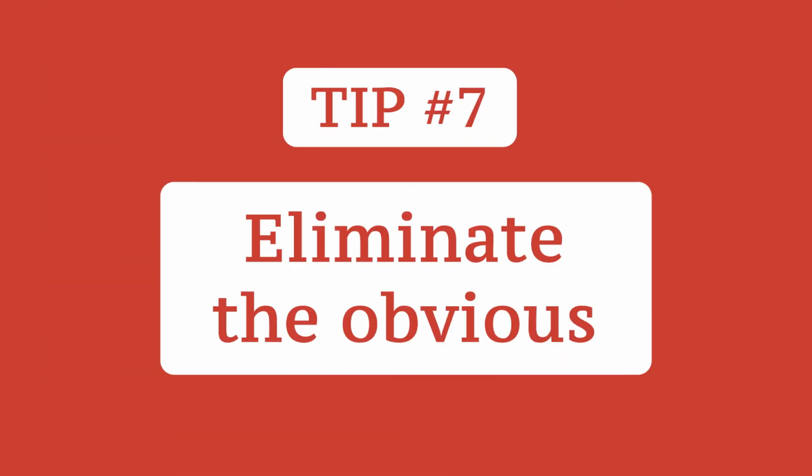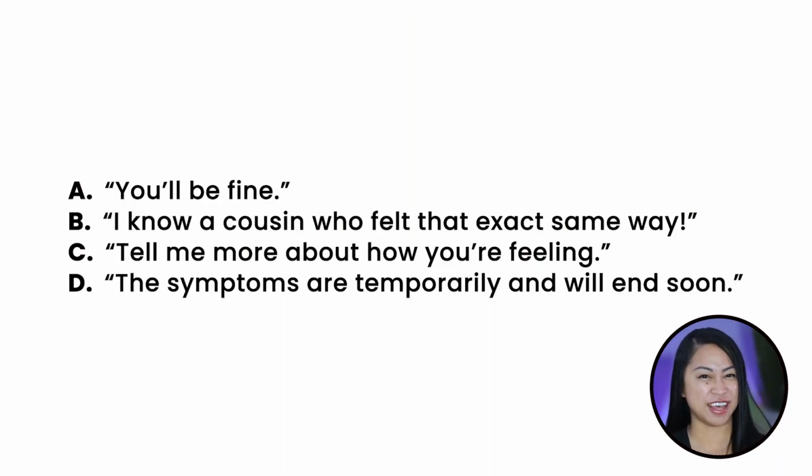Now on to tip number 7, eliminate the obvious. The odds of getting a question correct are 25%. The odds become greater when you can eliminate one answer that sticks out like a sore thumb. It's even better when you can increase your odds to 50% when you see two answers that stick out like a sore thumb. A, you'll be fine.